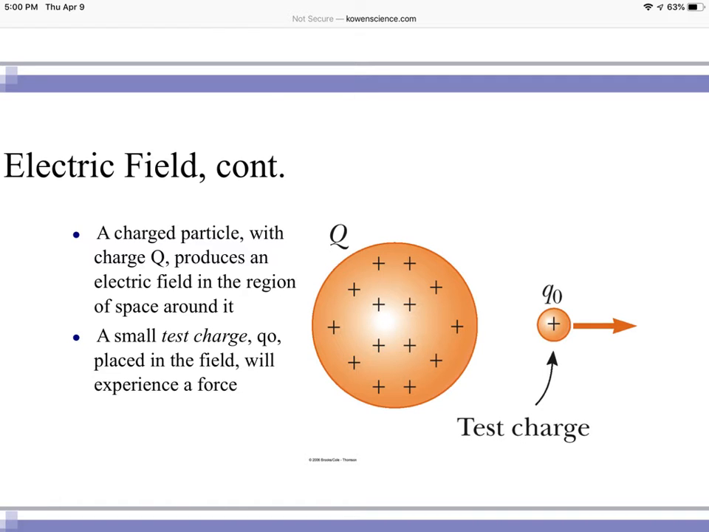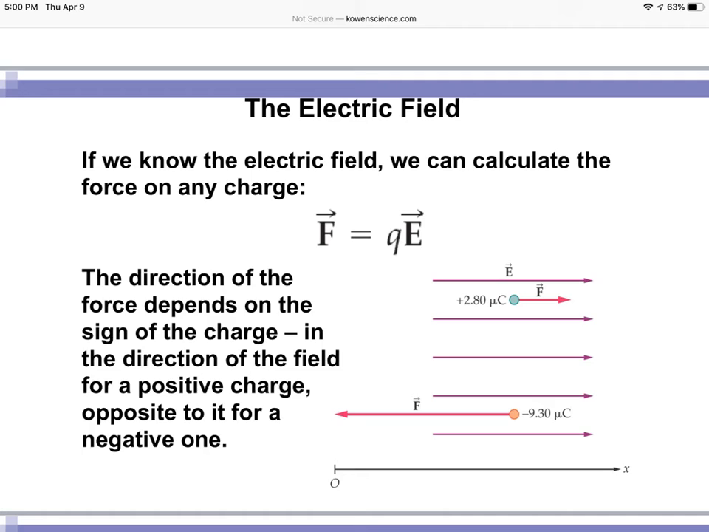So a charged particle with a charge Q produces an electrical field in the region of space around it. The small test charge, Q0, placed in the field will experience a force. And if we know the electrical field, we can calculate the force on any charge. That's what we'll be doing on our upcoming assignments. The direction of the force will depend on the sign of the charge: in the direction of the field for a positive charge, and opposite that for a negative charge.